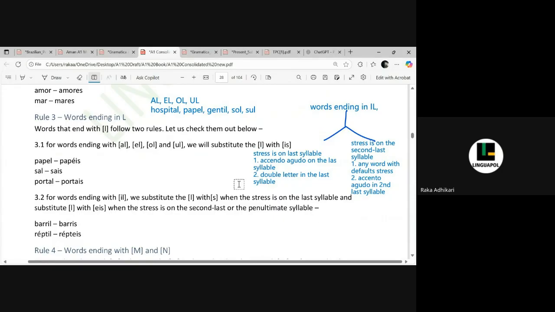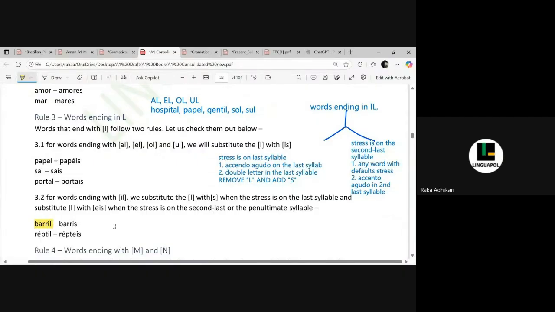Now it is taken for granted that we will learn two different rules for the two categories. So for the words with stress on the last syllable, the rule says we substitute the L with S when the stress is on the last syllable. So the rule says remove L and add S. Very simple. We'll remove the L from the end and add an S. Look at this example here.